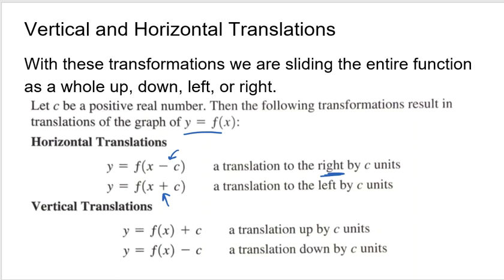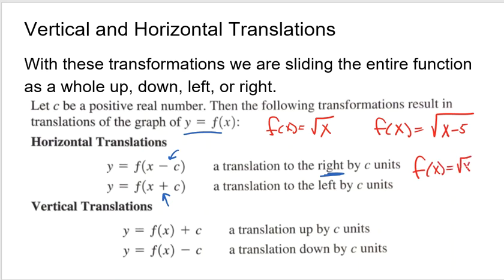Let me be very clear what I mean by inside or outside of a function. Let's start with a pretty easy parent function, the square root of x. If I want to move this function to the right 5 units, I need to subtract 5 inside. So inside of the square root, I'm going to put the minus 5. Now, if the minus 5 was outside of the square root, then that would go down 5 units. That's why I'm talking about inside versus outside.